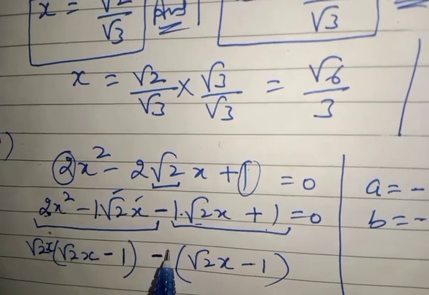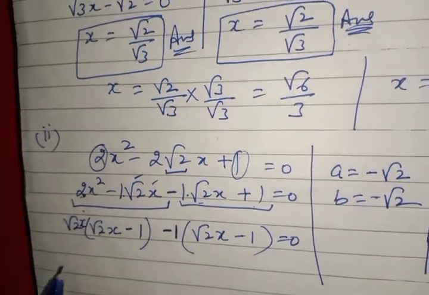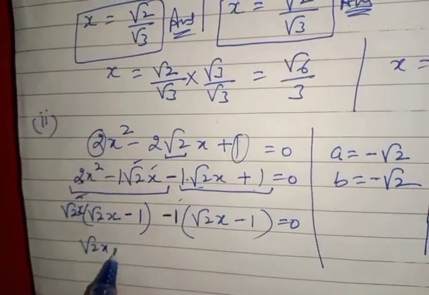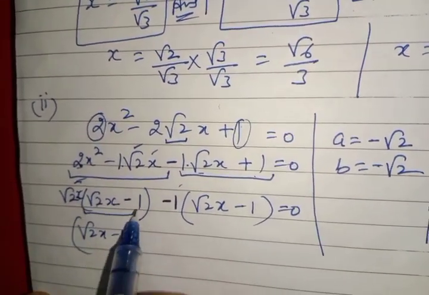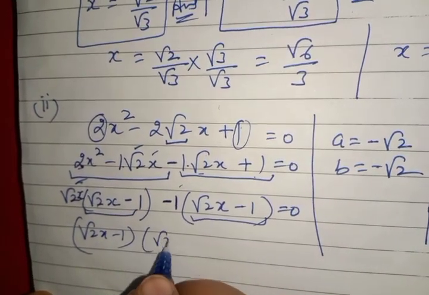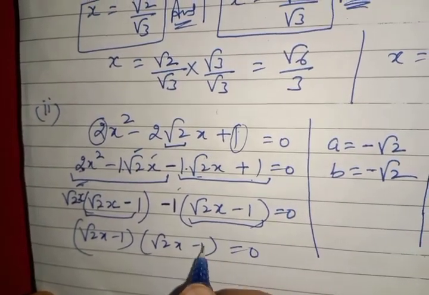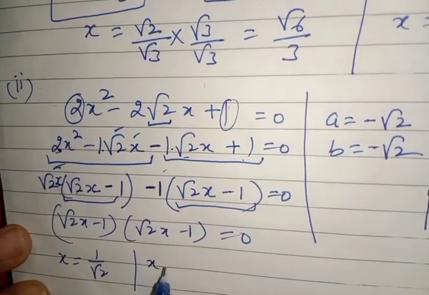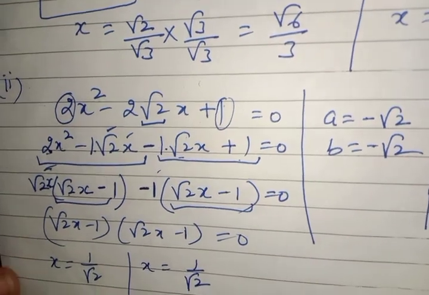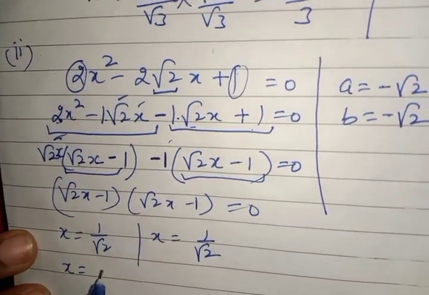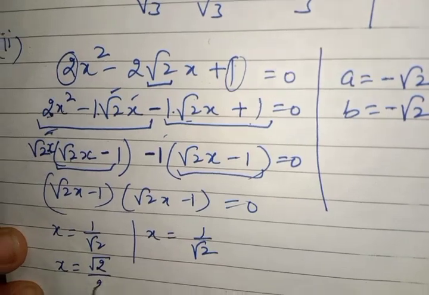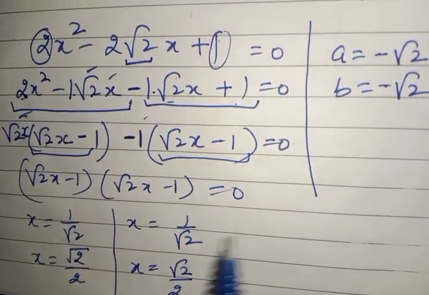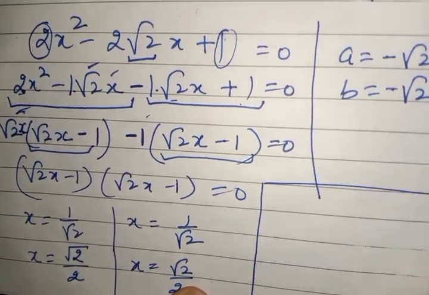Nothing is common, it means I have to write here 1. So one bracket includes these two, which is root 2x minus 1, and out of these two, the same bracket we will write as one bracket. So the answer of x is 1 by root 2 and 1 by root 2, and after rationalization it will be root 2 upon 2, and this will be root 2 upon 2. Always leave your answer after rationalization.